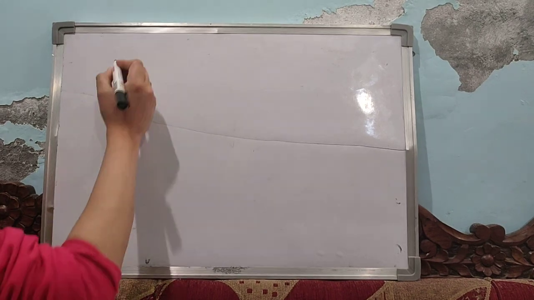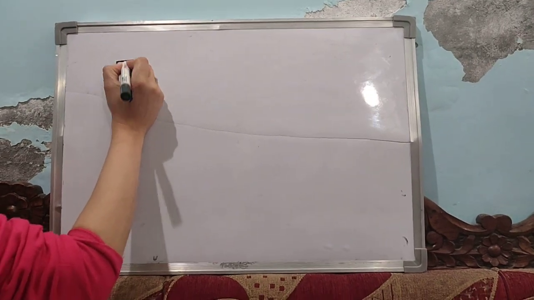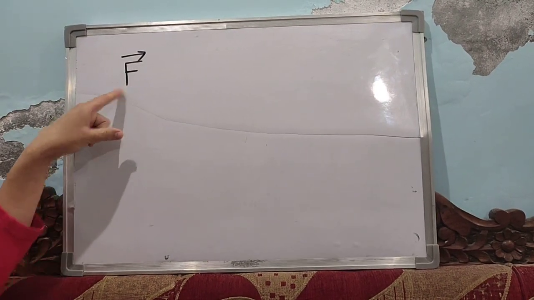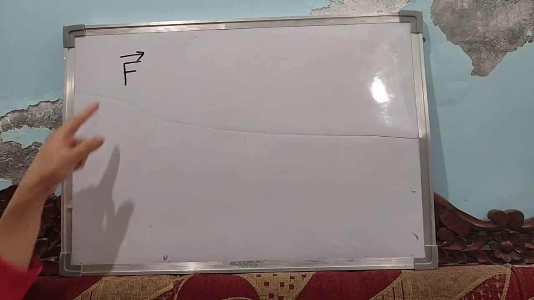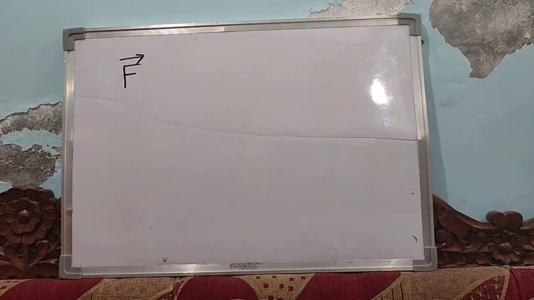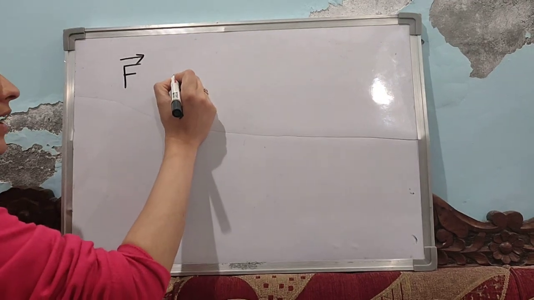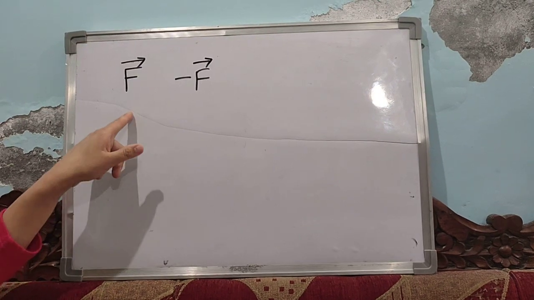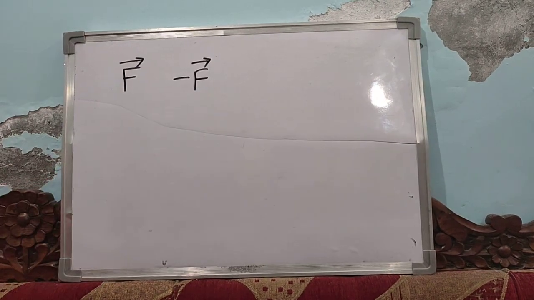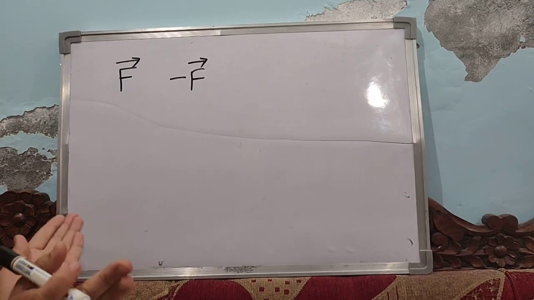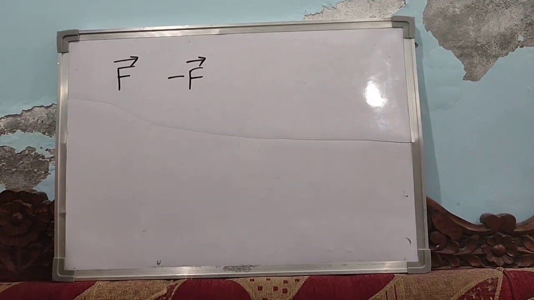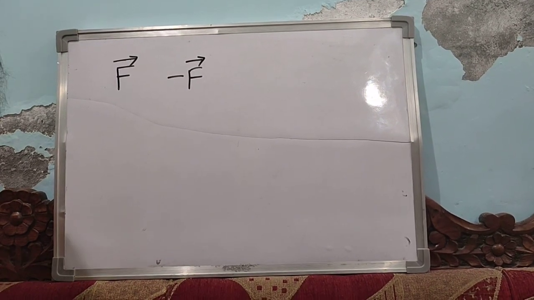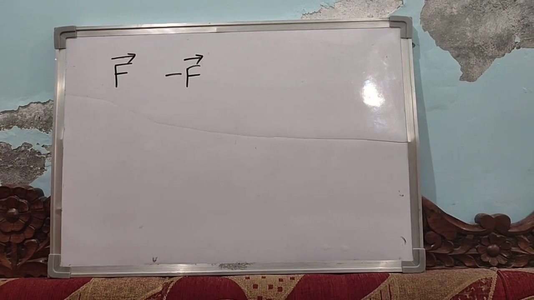Now remember that vector quantities are represented by this arrow sign. For example, if I write force F, then this arrow represents that force is a vector quantity. Now again, if I write minus F vector, this means that the F and minus F are in opposite direction. Direction changes with a negative sign. So we can conclude that vector quantities are those quantities which have magnitude as well as your direction.